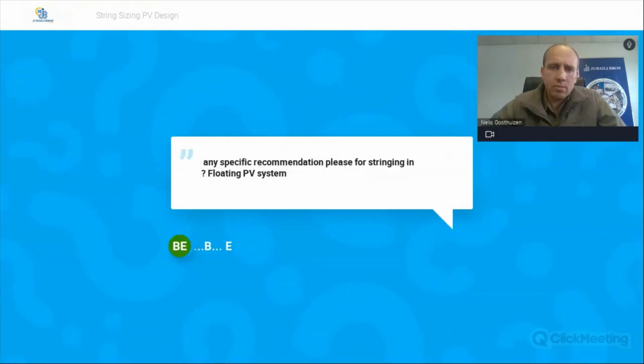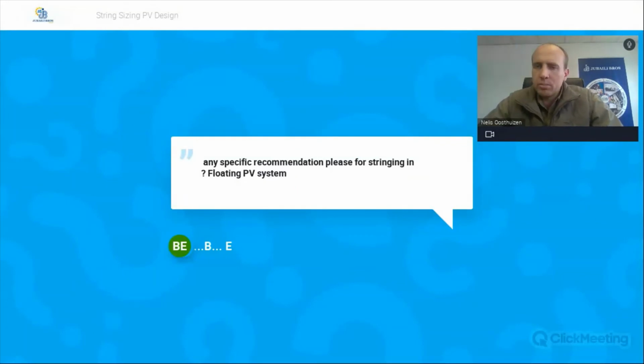First question: any specific recommendation, please, for stringing in a floating PV system? For a floating PV system, your design parameters are again, you're still limited by the open circuit voltage on the module. You're still limited by the same characteristics of the inverter. The only change between a floating system and a system on land might be your temperatures. The recommendation would still be to use the closest point on land as a maximum and minimum temperature point.